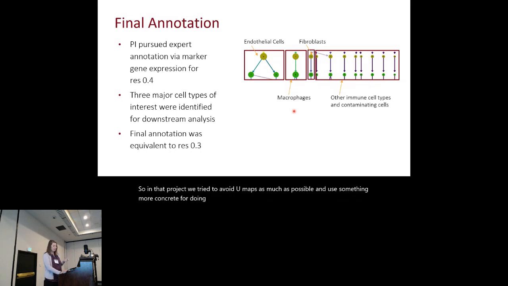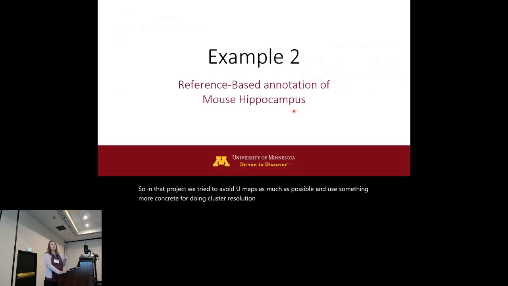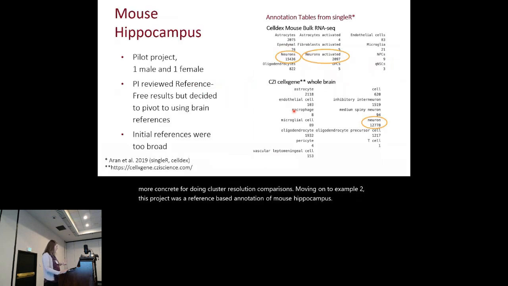cluster resolution comparisons. Moving on to example 2, this project was a reference-based annotation of mouse hippocampus. So this was a pilot project with one male and one female mouse brain sample. And initially I did a reference-free approach like I did for the other project, but the PI decided to pivot to using brain references because it would be too complicated to do expert annotation of all of the cells in his data set. And so I started pulling references.